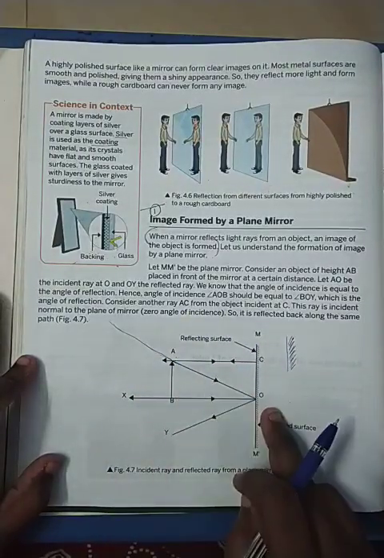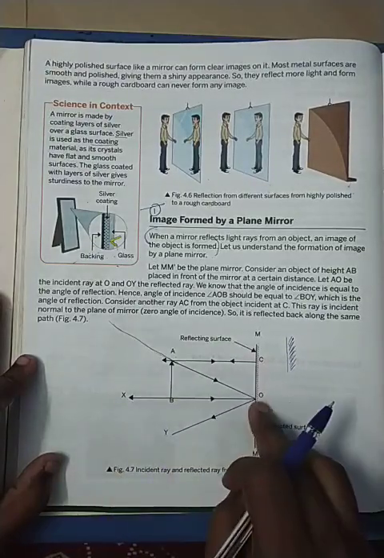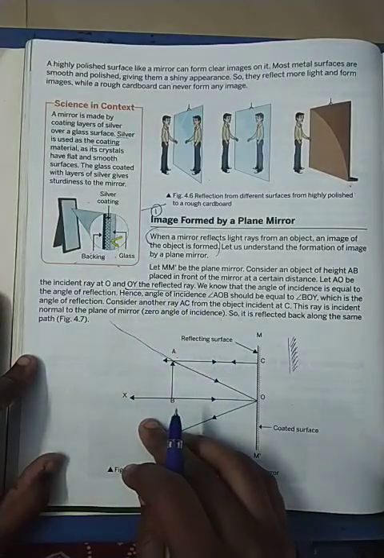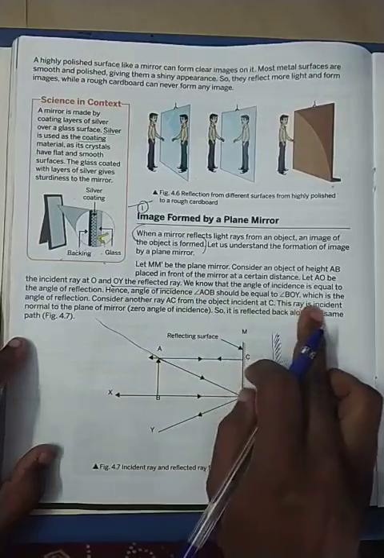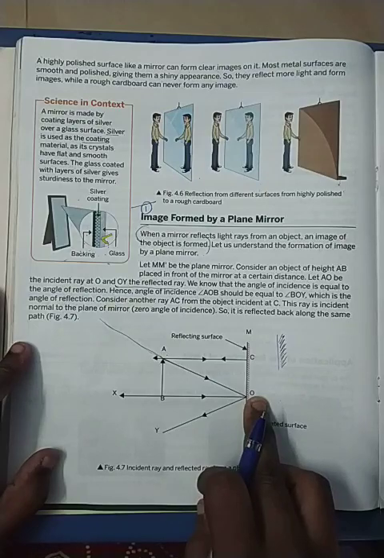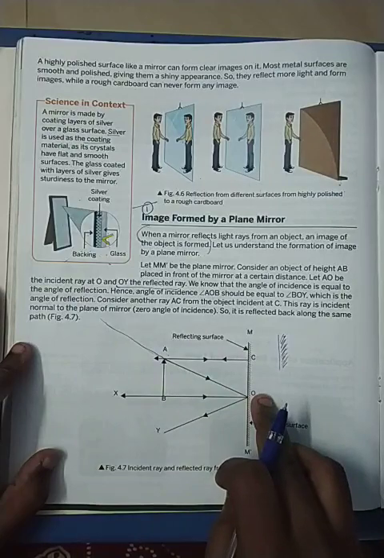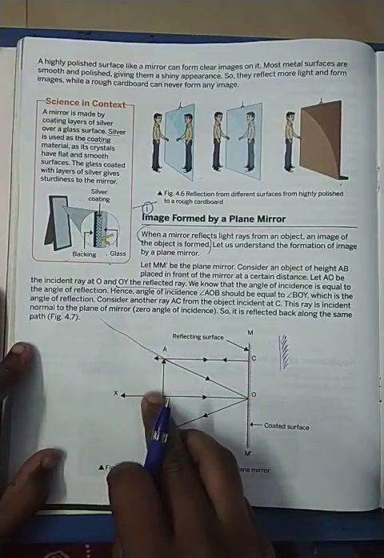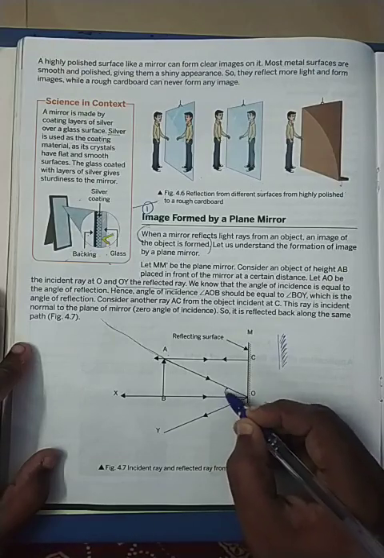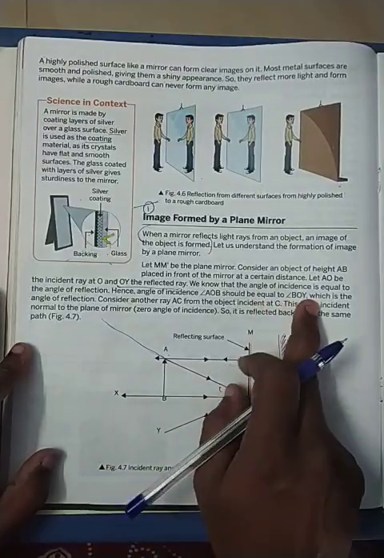The moment it is incident on that particular point, it will be reflected. So OY will be the reflected ray. Now we know the angle of incidence is equal to the angle of reflection. So angle AOB, this angle, should be equal to this angle. These two angles should be equal. So angle AOB is equal to angle BOY.